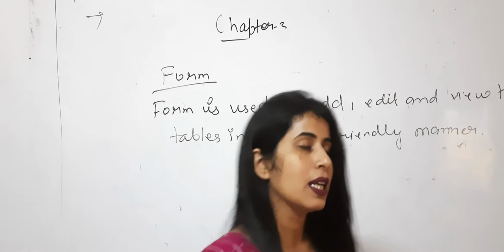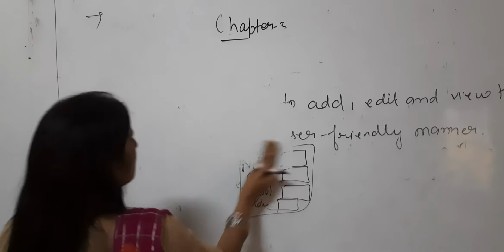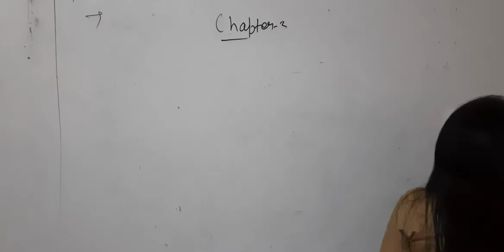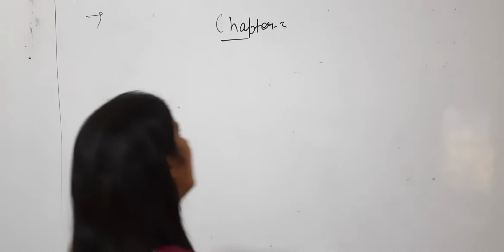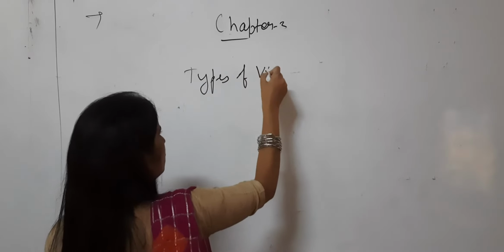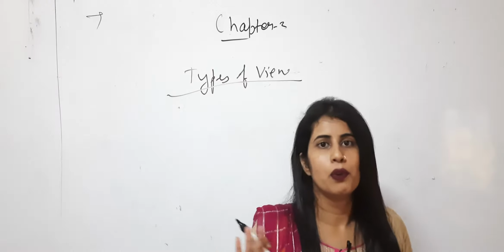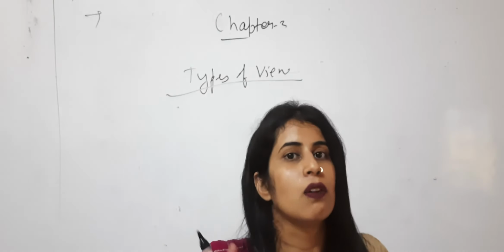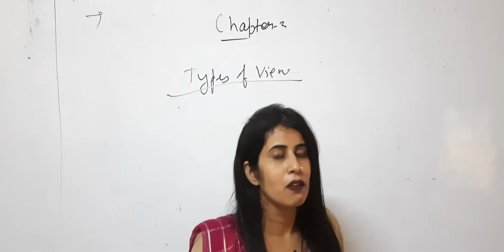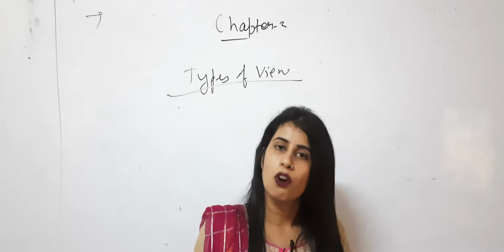So after this, there is the next topic. What are the types of view? Heading is types of view. Okay, so there are three types of view. What are these three types? The first one is the form view, the second one is the design view, and the third one is the layout view.